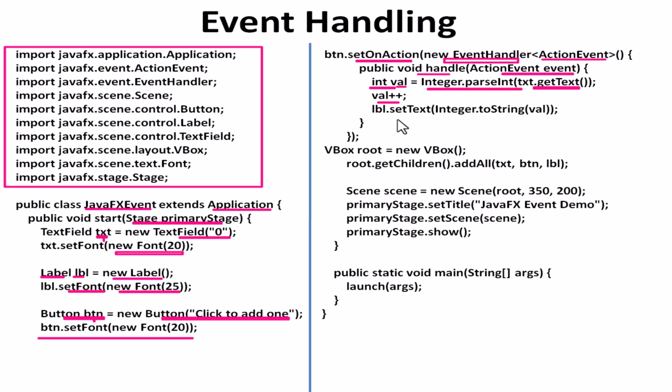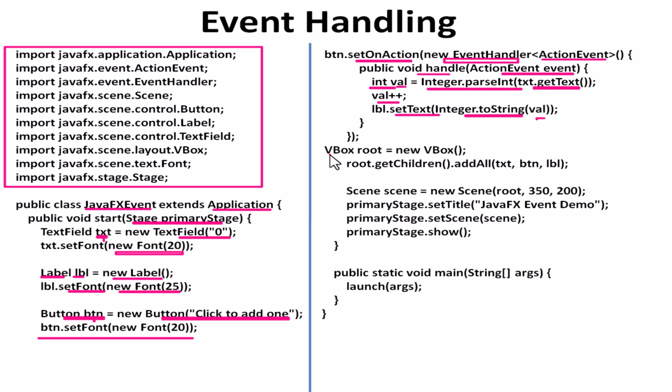Next, label dot set text, Integer to string. It will be transferred. Integer dot parseInt means you have converted a text to an integer, and here you have converted an integer to a string to set the particular value.